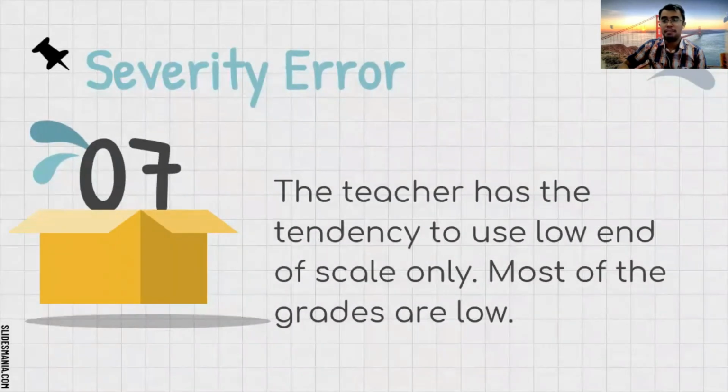Number 7, severity error. The teacher has the tendency to use the low end of the scale only. Most of the grades are low. I know you can identify your teachers who are fond of giving very low scores, even if you are exerting too much effort. But I won't ask you to mention them.